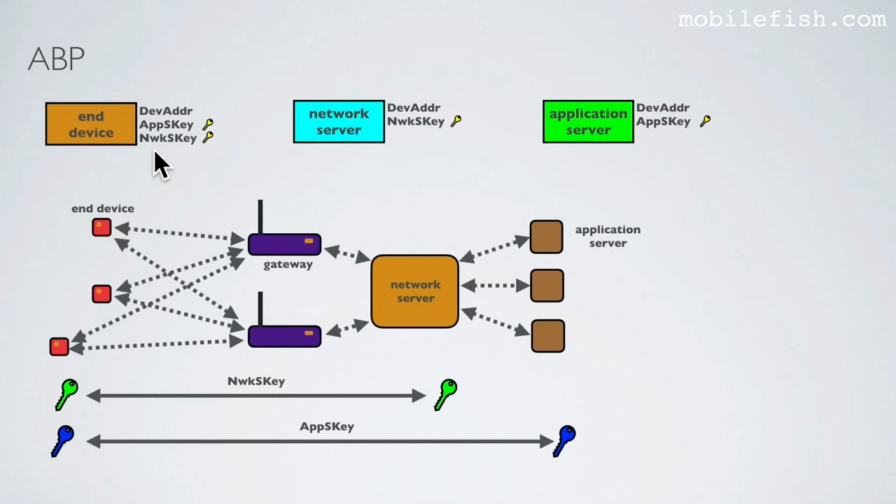Instead, the end device is preloaded with the device address, application session key, and network session key. The network server is preloaded with the device address and network session key, and the application server is preloaded with the device address and application session key. When an end device is trying to communicate with the network server, it will send the message directly. These messages are encrypted and signed.